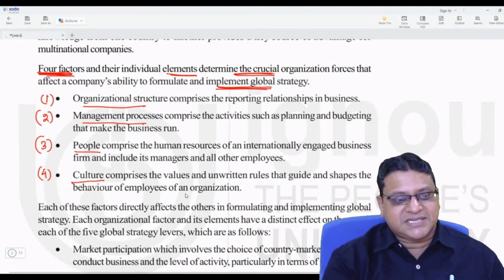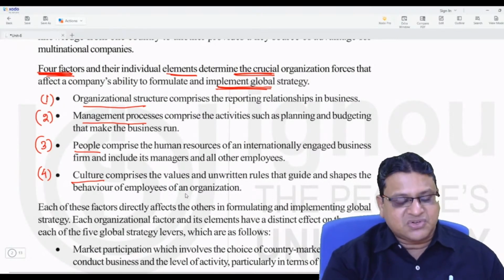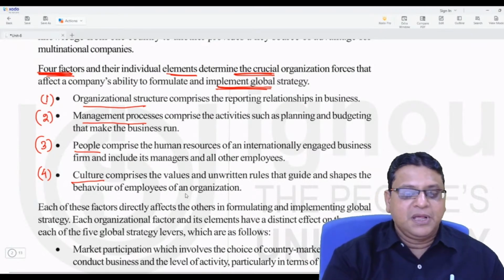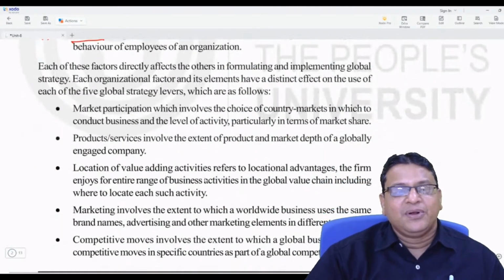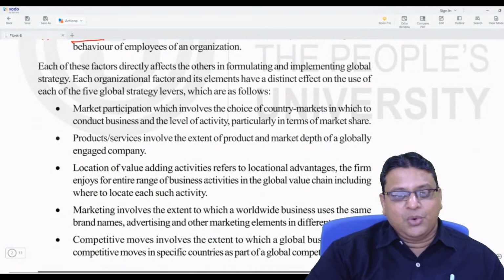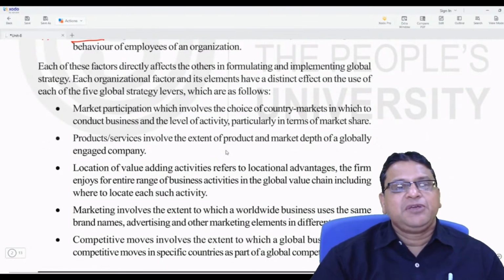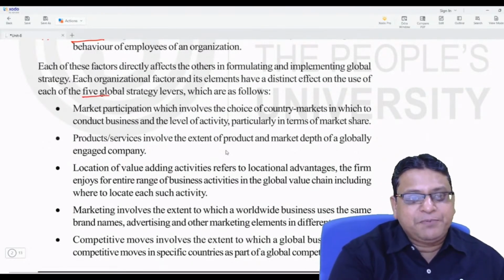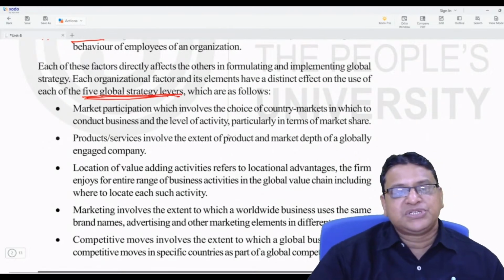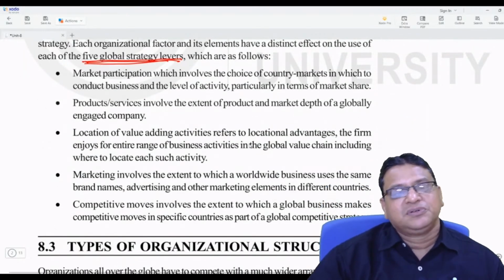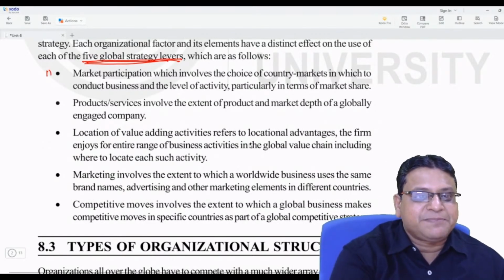While designing a global strategy, you have to take care of these four important factors: organizational structure, management process, people, and culture. And with this, you can design your strategies. While designing the global strategy, you have to undertake these five global strategy levers. What are the five global strategy levers which you must undertake at the time of designing the global strategy? The first lever is market participation.